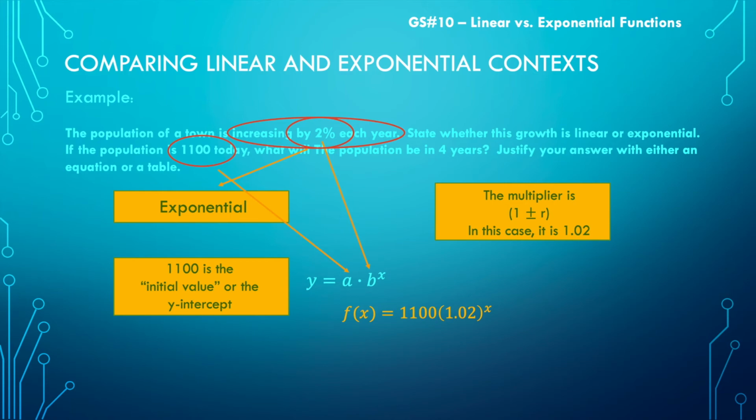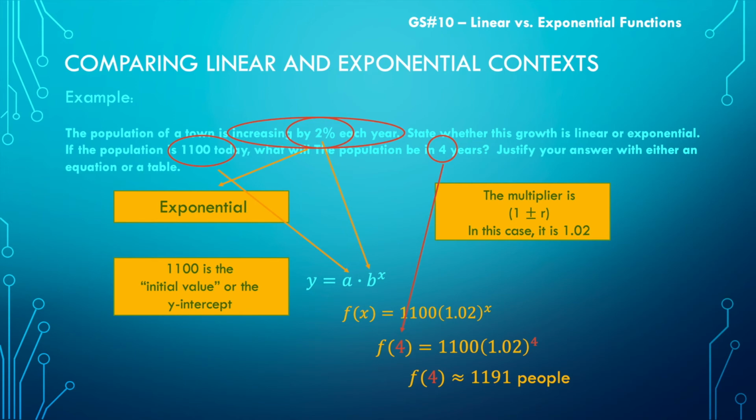Okay, so now we want to predict what the population will be in 4 years. So we're going to take that 4, we're going to sub it in to our function wherever we see x here and here, and we're going to crunch this and find that the population is going to be about 1,191 people in that 4 years. Okay, so it's not a huge amount of change, but there is a significant amount of change, right? So that's almost 100 people.